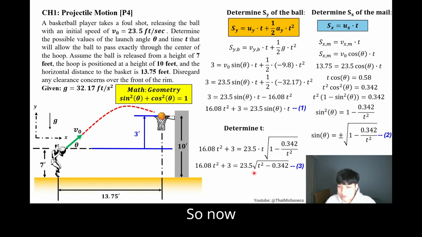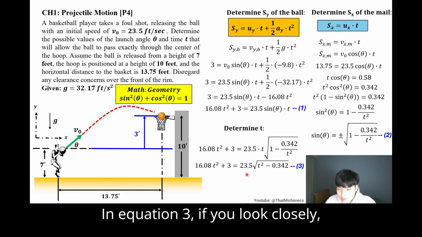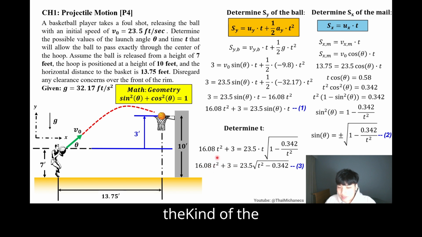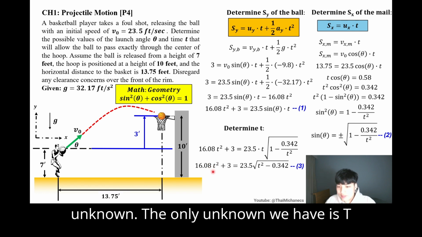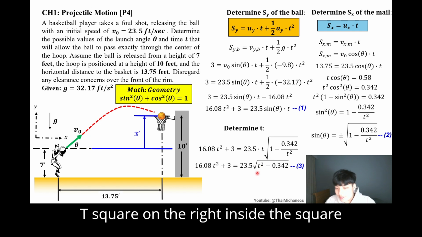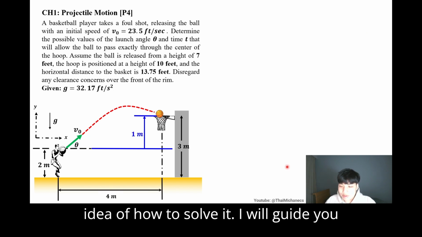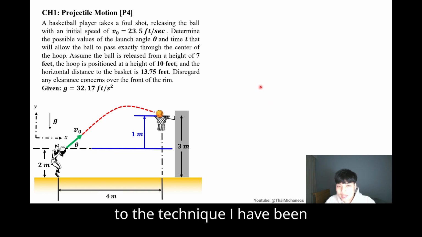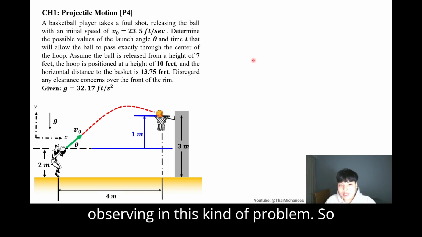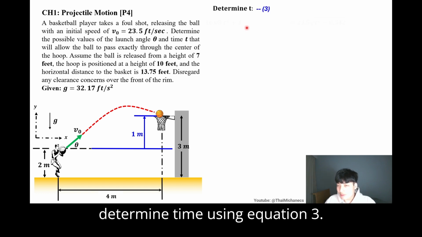Okay, so now combining 1 and 2, we are left with equation 3. In equation 3, if you look closely, the only unknown we have is t squared. t squared on the left, t squared on the right inside the square root. So it should give us some idea of how to solve it. I will guide you to the technique I have been observing in this kind of problem. So, determine time using equation 3.